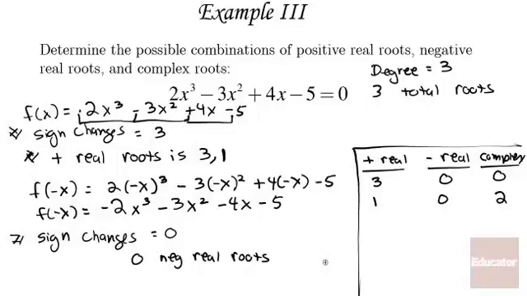So the possible combinations of positive real roots, negative real roots, and complex roots are 3, 0, 0, or 1, 0, 2. And I know I have 3 total roots because the degree is 3. I used Descartes' rule of signs to tell me that I have either 3 or 1 positive real roots. I have 0 negative real roots. And then figuring out what's lacking to get my total of 3, I could fill them in with complex roots.